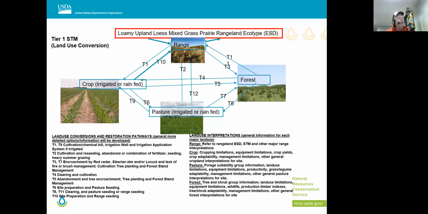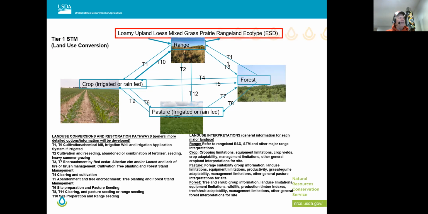Here's an example of typical land uses on a loamy upland ecological site in MLRA 75, which is in northern Kansas and southern Nebraska. Here you see rangeland and then forests, potentially moving to forests with invasive cedar trees, converting to pasture or cropland. And then you see the transitions with some basic descriptions on how you move from one site to another, or from one land use to another.